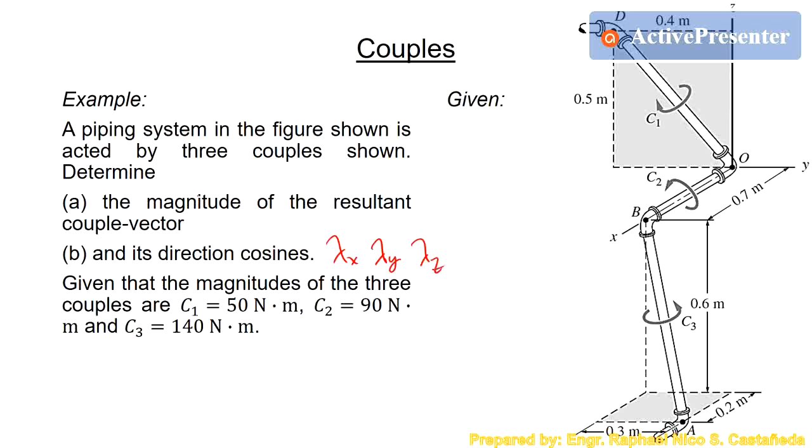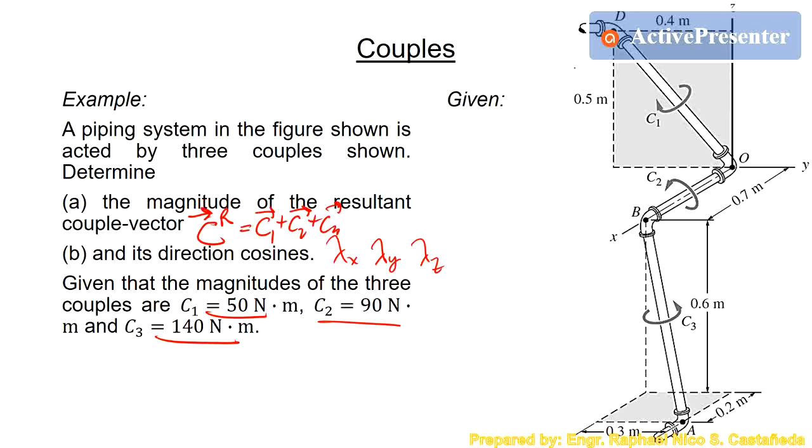So the resultant couple vector, we will use the notation CR, which, in vector form, is equal to C1 plus C2 plus C3. Then the magnitudes of C1, C2, and C3 are as shown in the figure, or in the given problem.